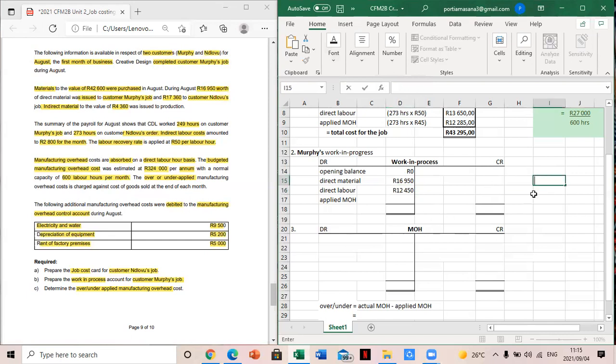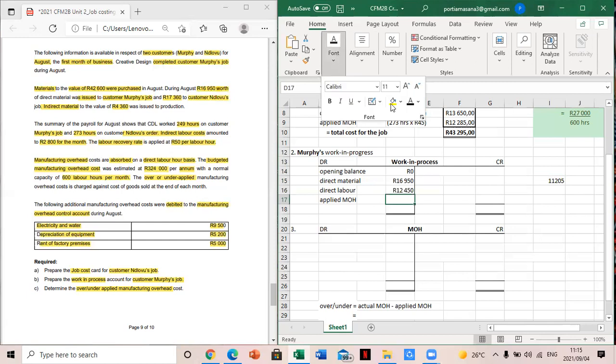And then for our applied, we weren't given it, so we also have to calculate. We use the same POR of 45 Rand. So it's going to be 45 Rand times the actual hours, which is 249 hours, which will then give us 11,205, sorry, as our applied, right?